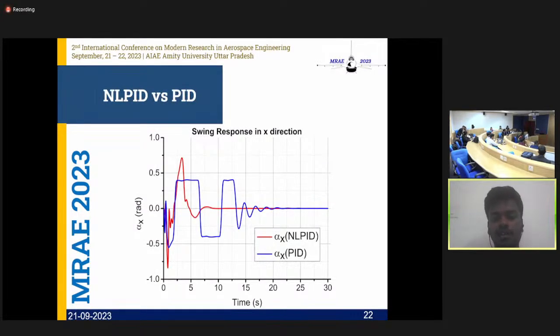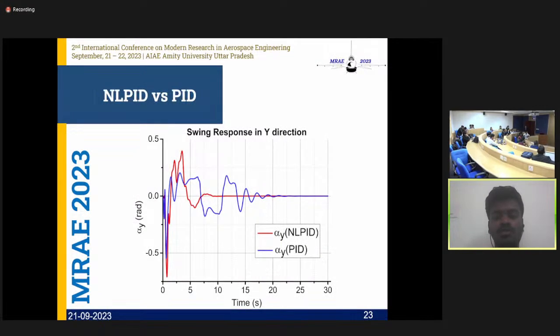Whereas when compared to the swing response along the X direction, we can clearly see that even though aggressive behavior in NLPID is observed initially, the slung load is damped quickly within 10 to 12 seconds, as compared to PID, which takes nearly 25 seconds to damp out the oscillation. A similar response is also observed along the Y direction, where the NLPID hybrid controller takes only about 10 seconds, whereas the complete PID setup takes about 25 seconds.